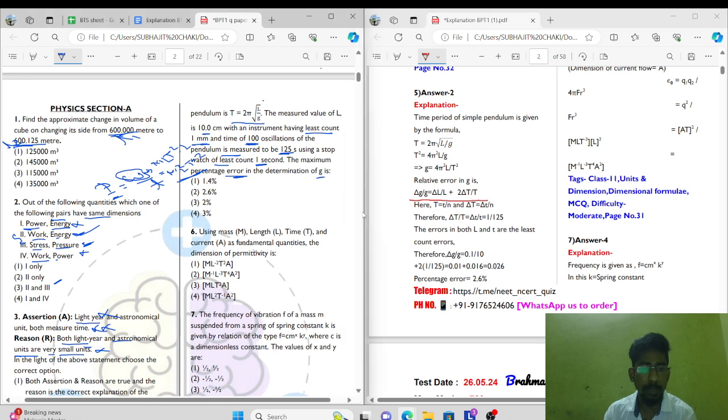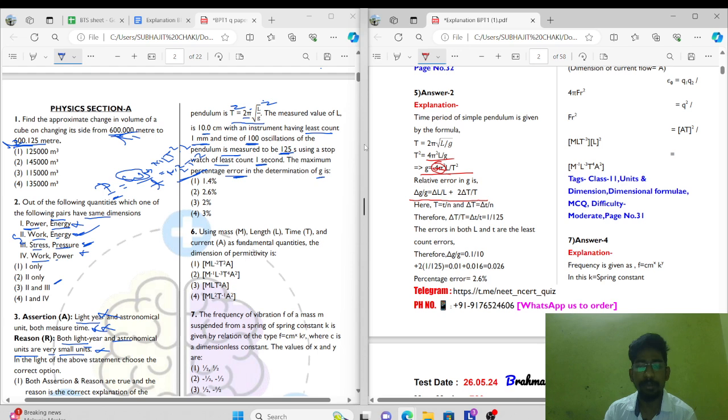So the value is this, T equals 2 pi root over L by G. First of all, square both sides. What you will get? T squared equals 4 pi square L by G. So G will be equal to 4 pi square L by T square, right? Whenever you are calculating the error, just do the differentiation. This 4 pi square has no value in calculating the error, because this is our constant, and if you differentiate a constant, it will be 0, right?